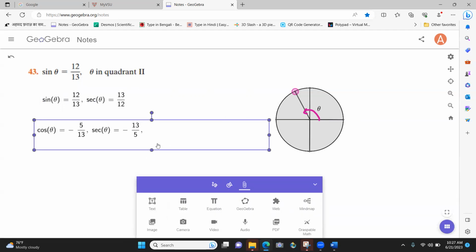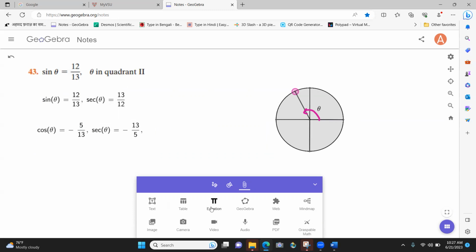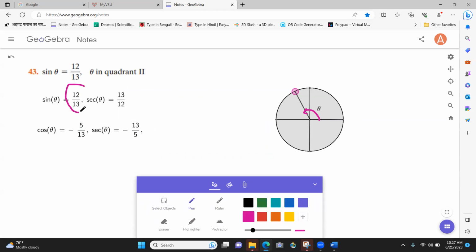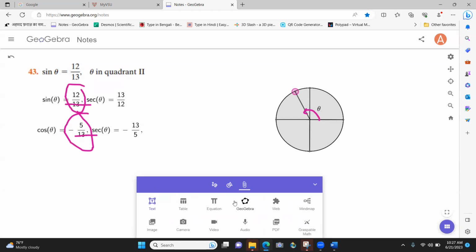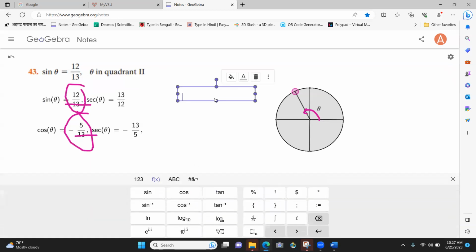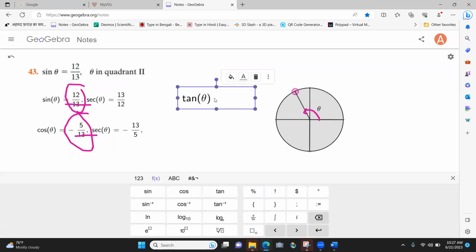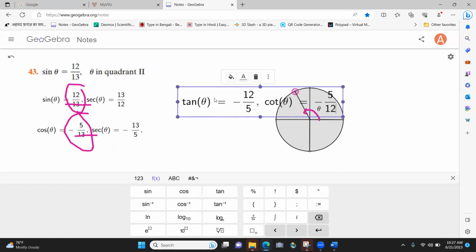I need the other two, tangent and cotangent. Remember, guys, tangent is sine over cosine. You can cancel the two 13s, and you're going to get something pretty decent. So tan theta is equal to negative 12 over 5, and don't forget the negative sign. And cotangent theta is the reciprocal, negative 5 over 12.